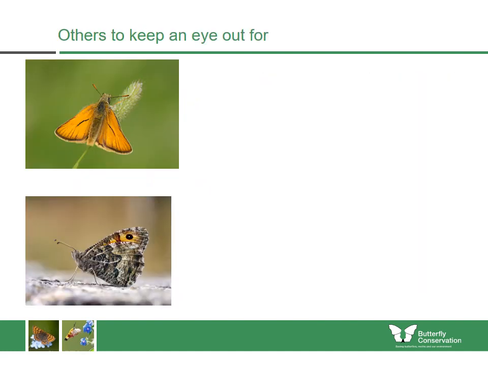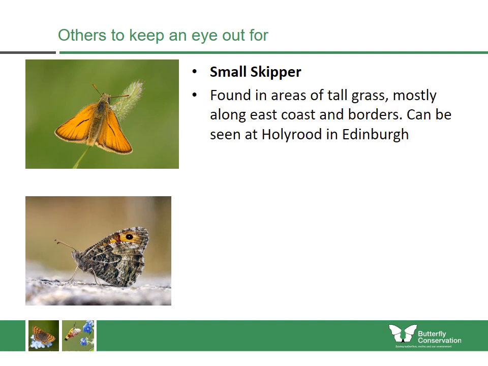Now, so far we've dealt with the most common and widespread species of butterfly in central Scotland, but there are a few others I'd like you to keep your eye out for. We'll start with the small skipper. This is a beautiful, small, golden coloured butterfly with an arrowhead shape to the body. These can be found mostly in areas of tall grass because the females lay their eggs on these tall grasses. It can be found mostly along the east coast and in the borders of Scotland. And even if you're in Edinburgh, you can actually see it at Holyrood Park.